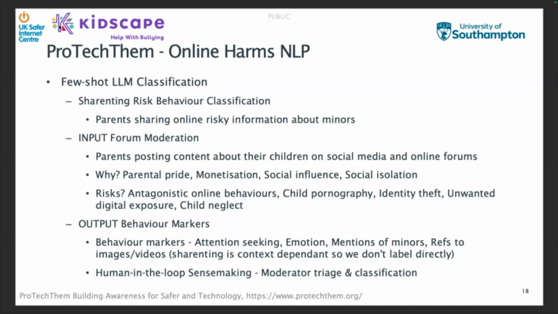What we're doing is using large language models to identify behavior markers. It's too challenging to identify sharenting directly. It's too subjective. So what we're going to do is identify behaviors that we know we can train the model to do, which can then, as an aggregate, help, in our case, criminologists, assess a set of forum posts, or downstream user moderators, to identify the risk level based on the behaviors which the model is automatically classifying. And we're using a human in the loop method to iteratively use the models and train the models.